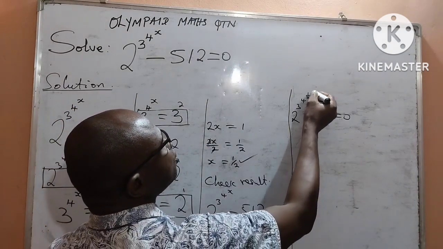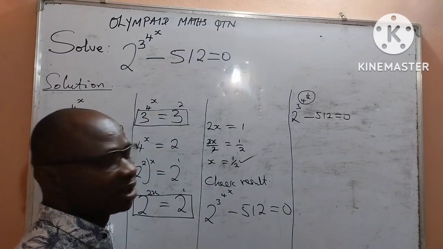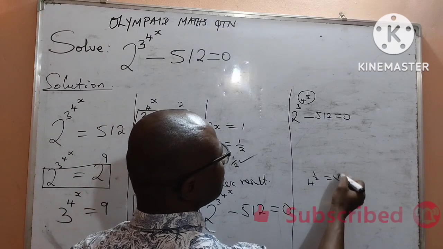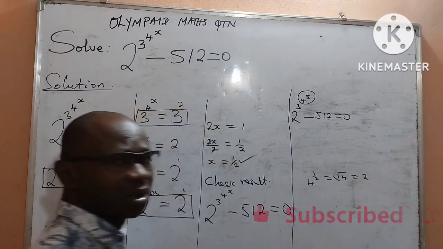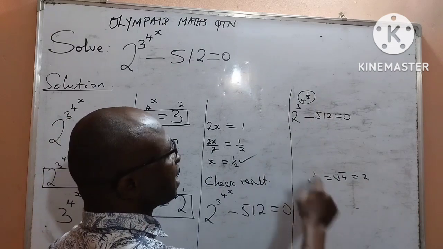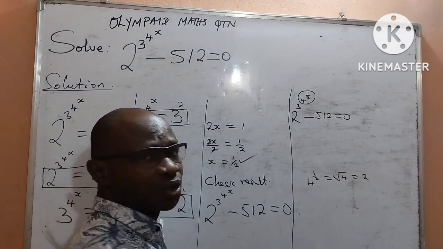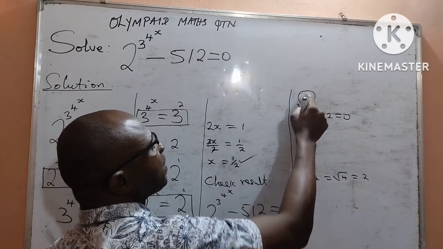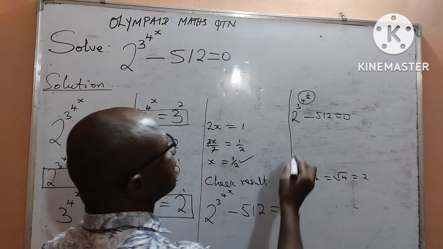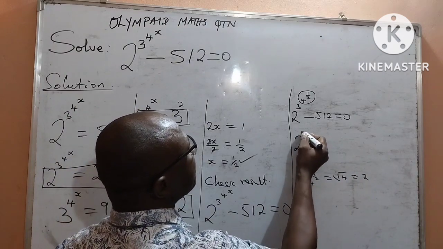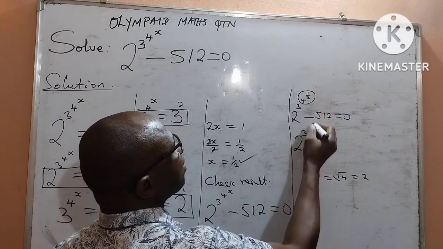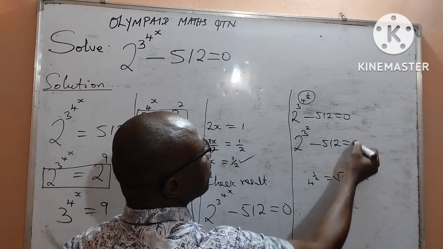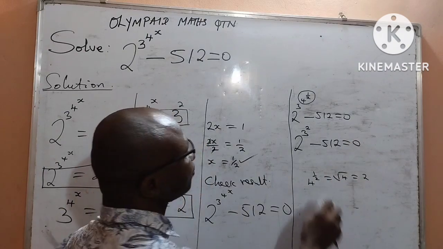But I want to do this part alone. That is, 4 raised to the power 1 over 2 is the same thing as the square root of 4, and that is equal to 2. Meaning that 4 raised to the power half is equal to 2. So I will now write 2 raised to the power 3, then the whole of 4 raised to the power 1 over 2 will now be written as 2. So we have 2 raised to the power 3 raised to the power 2, minus 512. We want to see if this will give us 0.